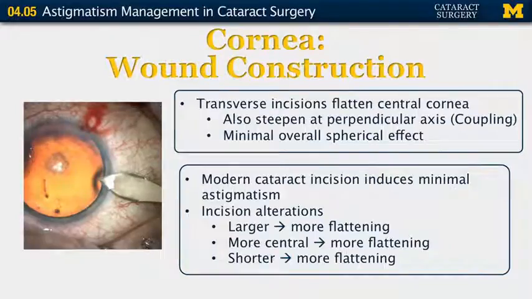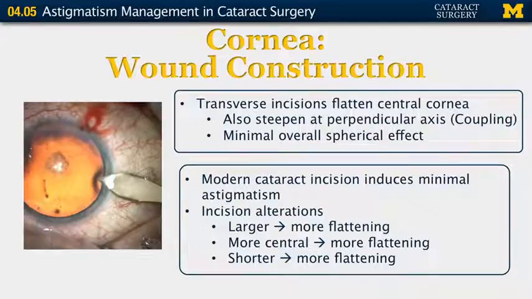So the first thing that you can do to affect corneal astigmatism is just to change your wound construction. A transverse incision will flatten the central cornea and also steepen the cornea at a perpendicular axis. You have minimal overall spherical effect, but you do have an effect on the astigmatism. Now, in modern cataract surgery, the incisions that we do tend to induce minimal astigmatism, but you can alter the way that you make your incision to cause more changes to the corneal curvature.